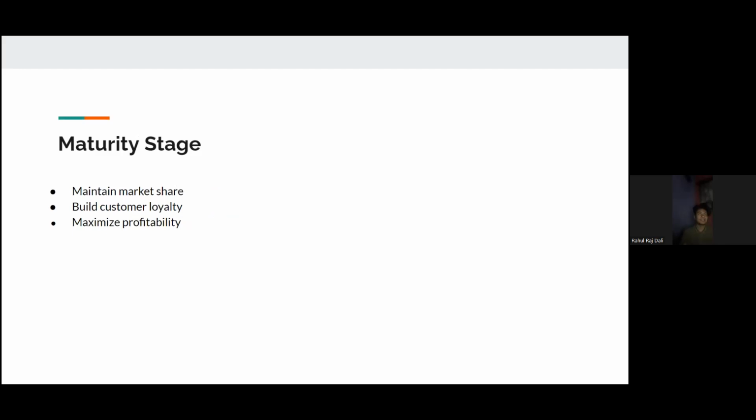The maturity stage. The maturity stage is basically the third stage of a product life cycle where sales growth begins to slow down. At this stage, the product has reached its peak and has achieved widespread market acceptance. In the maturity stage, Worldlink will focus on maintaining the market share, defending against its competitors, and maximizing profitability. The marketing objectives that Worldlink will set in this stage are as follows.